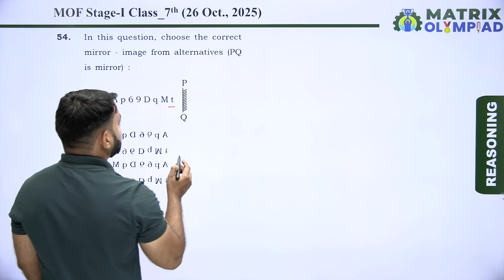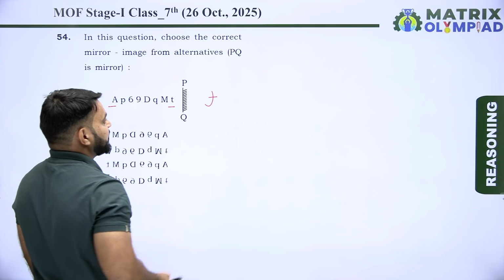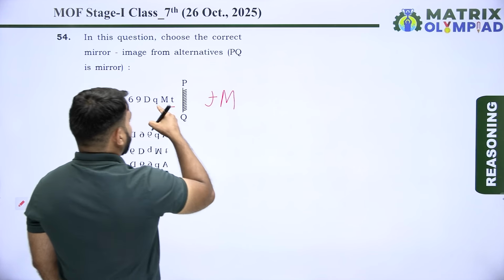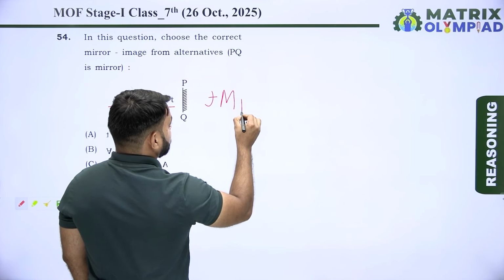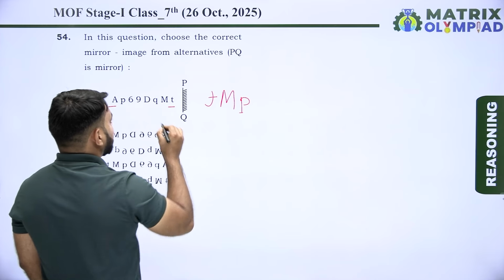So first find the mirror image of T. The mirror image of T will look something like this, and then find the mirror image of N. This is the mirror image of M, and then find the mirror image of Q. This is the mirror image of Q. Now find the mirror image of D.